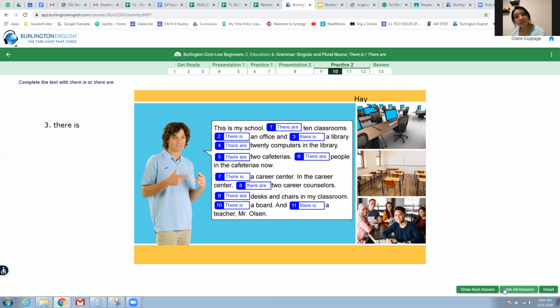No sé cómo se dice. Counselors. Counselors. There are desks and chairs in my classroom. There is a board and there is a teacher, Mr. Olsen. Very good. Nice job. Okay, Patty, your turn.